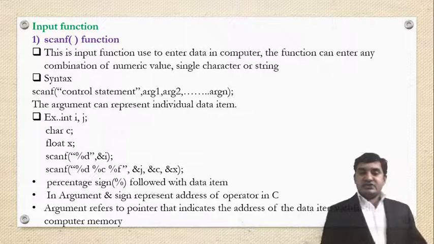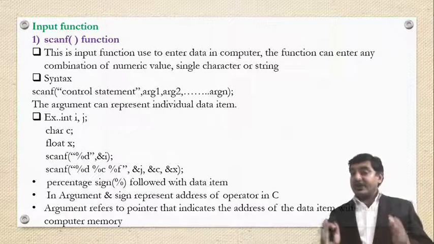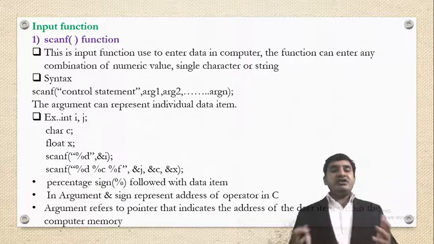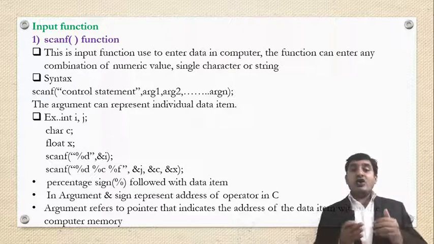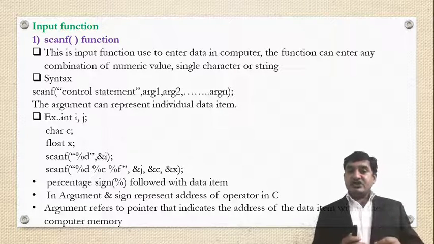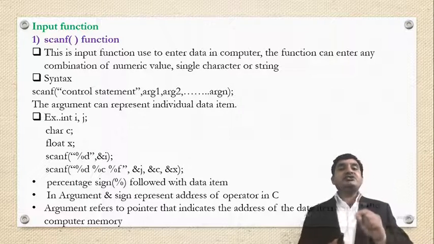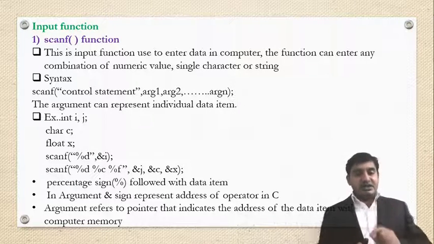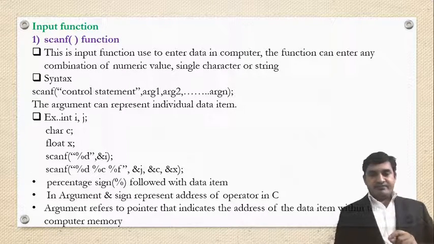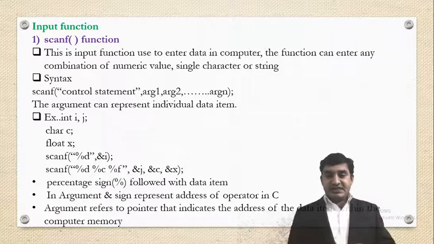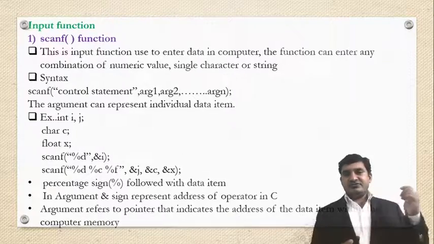An argument refers to a pointer that indicates the address of the data atom within the computer memory. So we can use arguments. Each data atom has an individual argument with a percentage sign, and the ampersand sign represents the address operator in C.